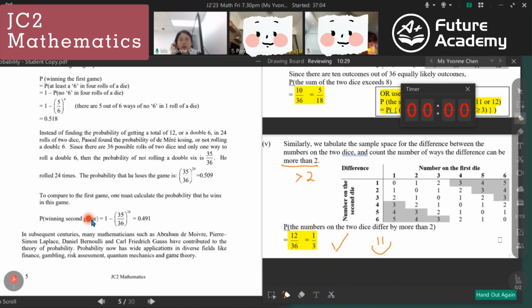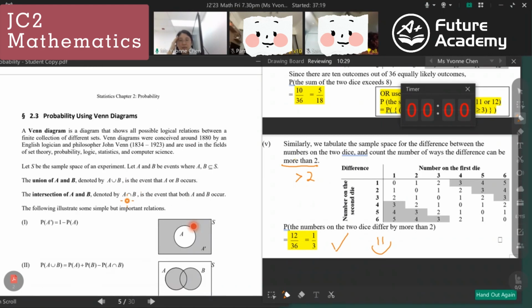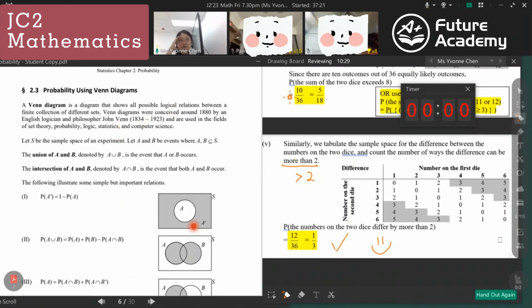So this is called method of complementation. We use 1 minus the probability that the given condition is not satisfied. Then we get the probability the given condition is satisfied. Okay, so now we look at our Venn diagram.